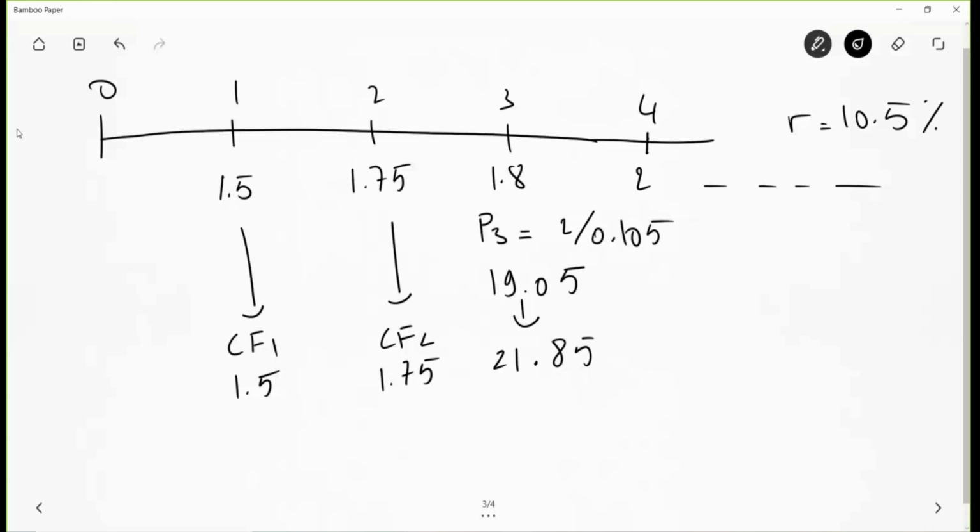So 21.85. Now I use the cash flow function. After clearing work, I have 0 for CF0, 1.5 for C01, enter down arrow, 1.75 for C02, and for C03 I have 21.85, enter down arrow. I move to NPV, 10.5, this is my discount rate, enter down arrow, and then I compute the price.